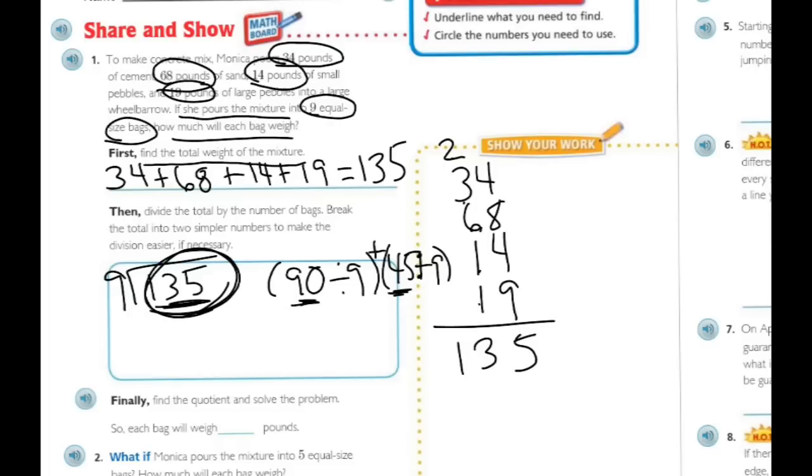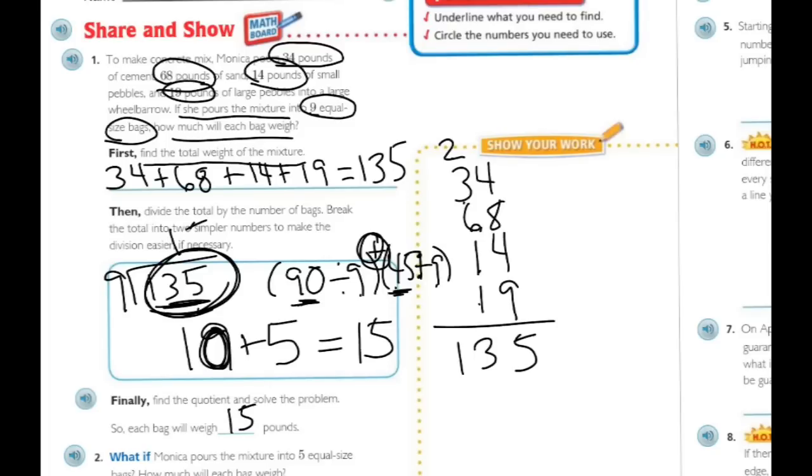Okay, and I'm going to add the answers I get together. So 90 divided by 9 is, I'm sorry, is 10. Plus, because there's my plus sign, 45 divided by 9. 9 goes into 45 5 times. 10 plus 5 is 15. So 9 goes into 135 15 times. So each bag will weigh 15.